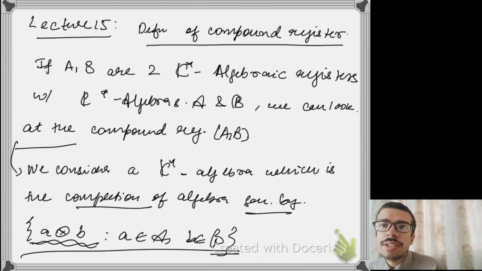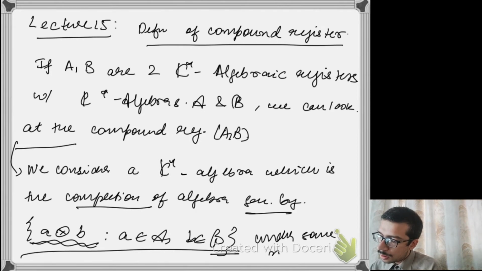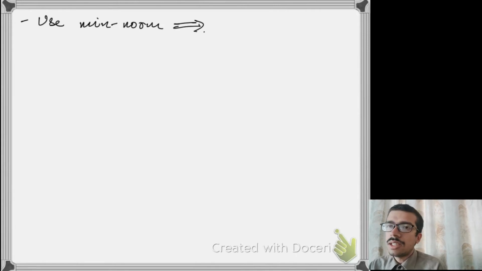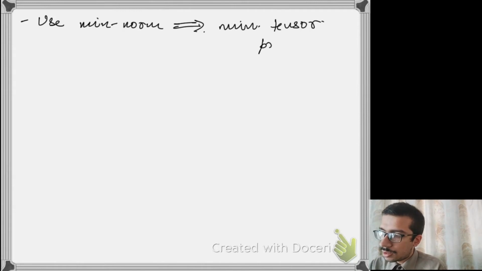If you only take all the linear combinations, you will get A tensor B, but we don't just want that. It should be a complete metric space under a norm, so under some norm for A tensor B. Now how do we define a norm for A tensor B? What we'll do is use the min norm, and that will give us a min tensor product.